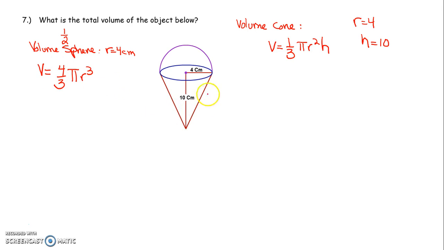So what we're going to do is find the volume of our cone. We're going to find the volume of our hemisphere, the half sphere. And we're going to take those two volumes, add them together, and that'll give us the total volume of the object. Let's start with our cone.